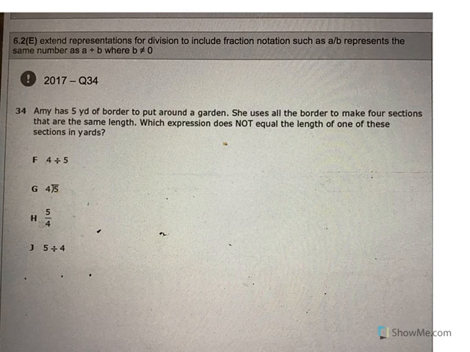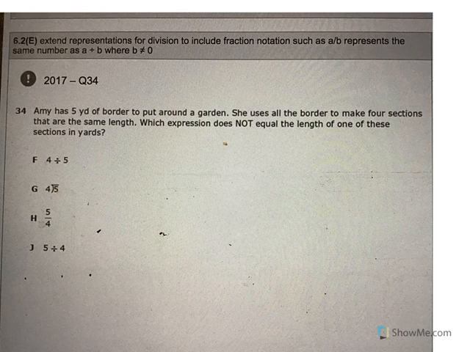So let's look at the problem. Amy has 5 yards of border to put around a garden. She uses all the border to make 4 sections that are the same length. Which expression does not equal the length of one of these sections in yards? So first we have to ask, what are we dividing up? Are we dividing 4 sections? Are we dividing the yard or the border up? And obviously we're dividing the border up.